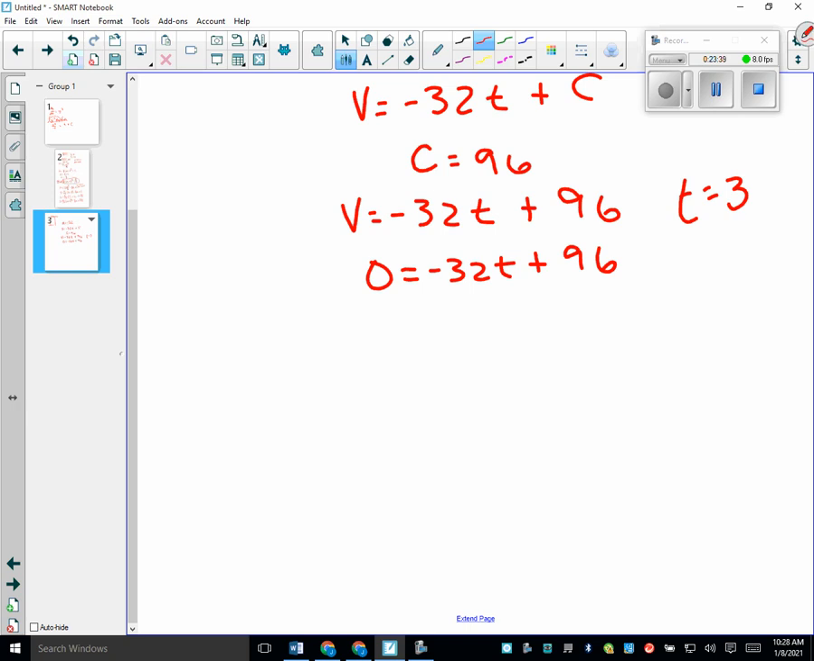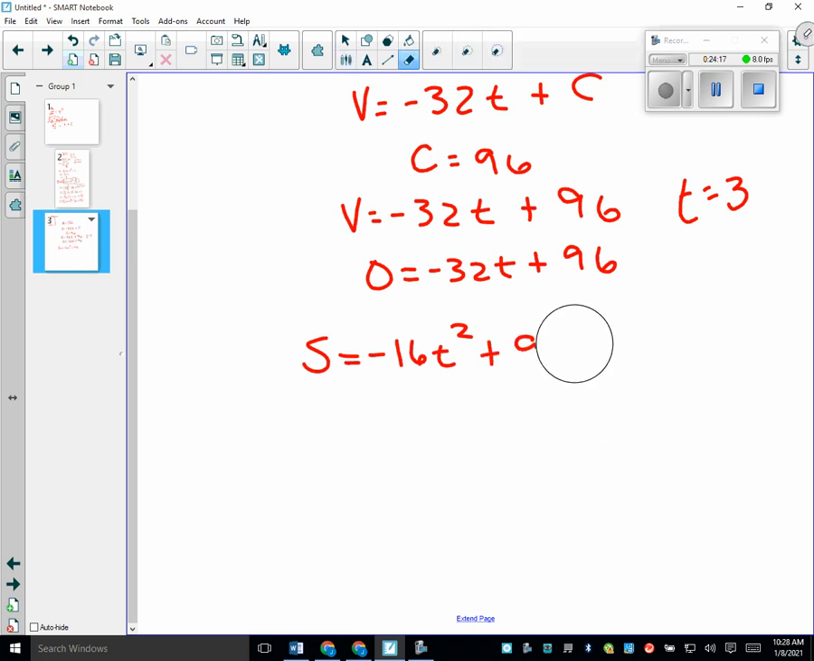Now, what does it ask? The maximum height. How do I find height? Isn't height, position S, the antiderivative of velocity? So right here S equals negative 16 T squared plus 96 T plus C. Is that right?